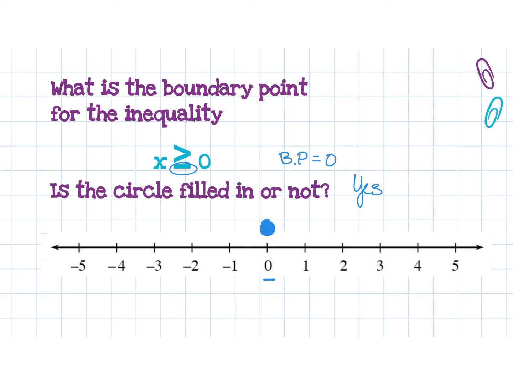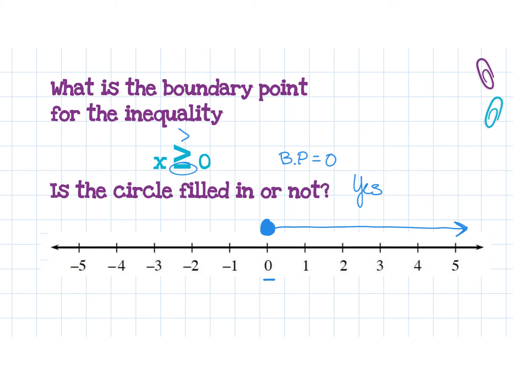And then what are we going to do? Well, our arrow goes that way. So our line is going to go that way, and we're going to have an arrow at the end of it. And there we go. X is greater than and also equal to all values beginning at 0.